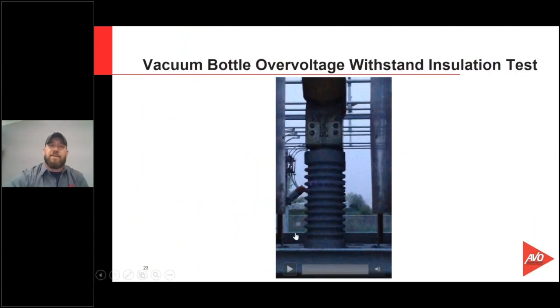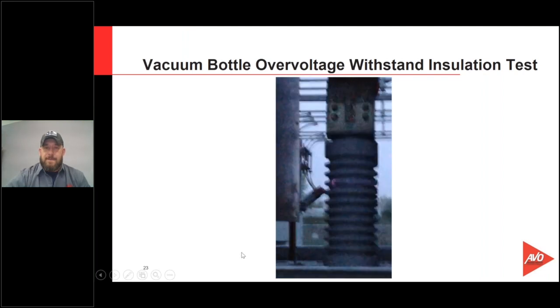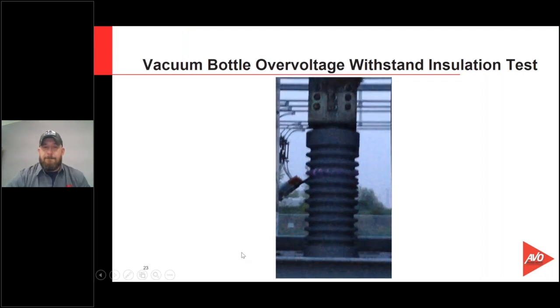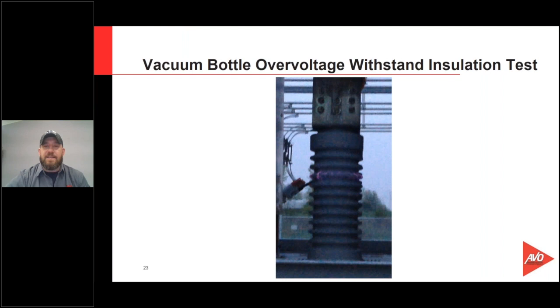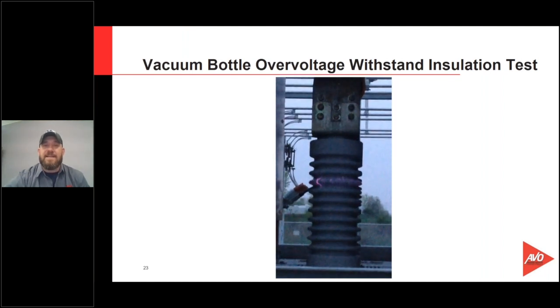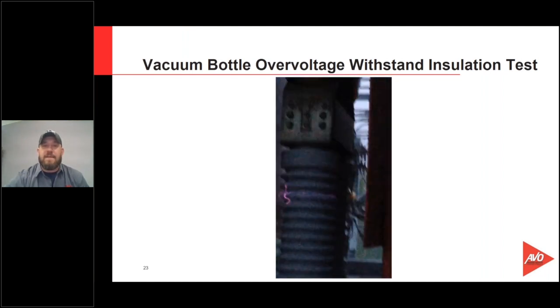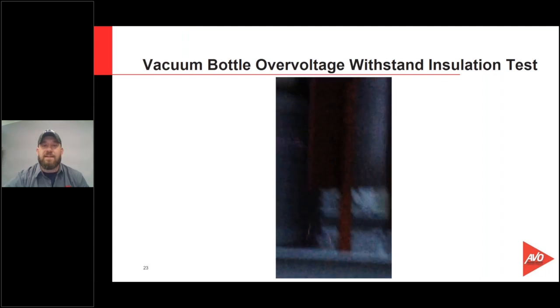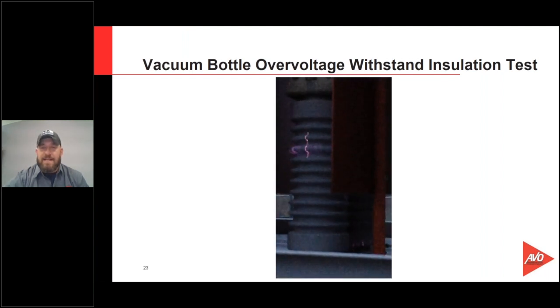So here's another video. I've got a couple of these to show you some leakage current that's tracking on the outside of these vacuum interrupters. You can see that leakage current. That little section right there in the middle is the bad portion that's tracking. You can see it actually tracking to the ground down there as well.